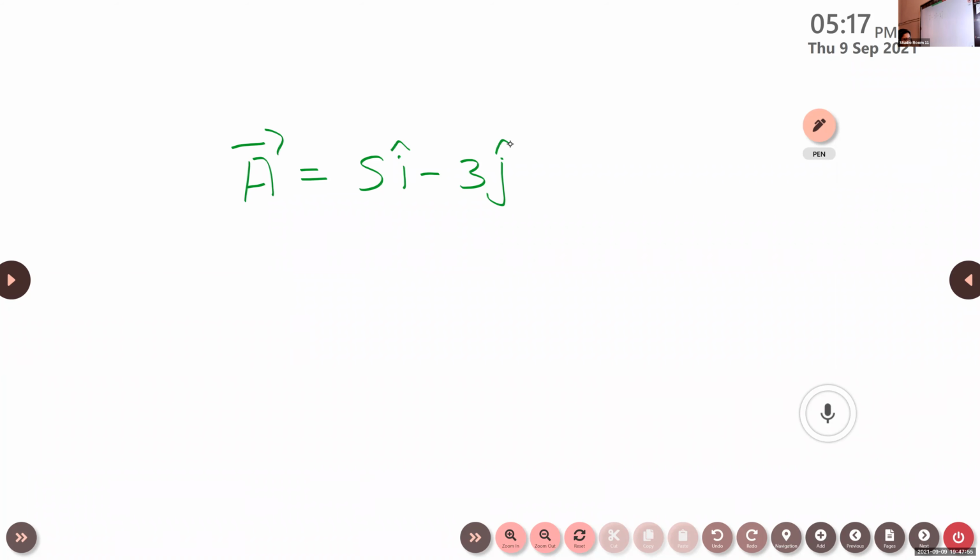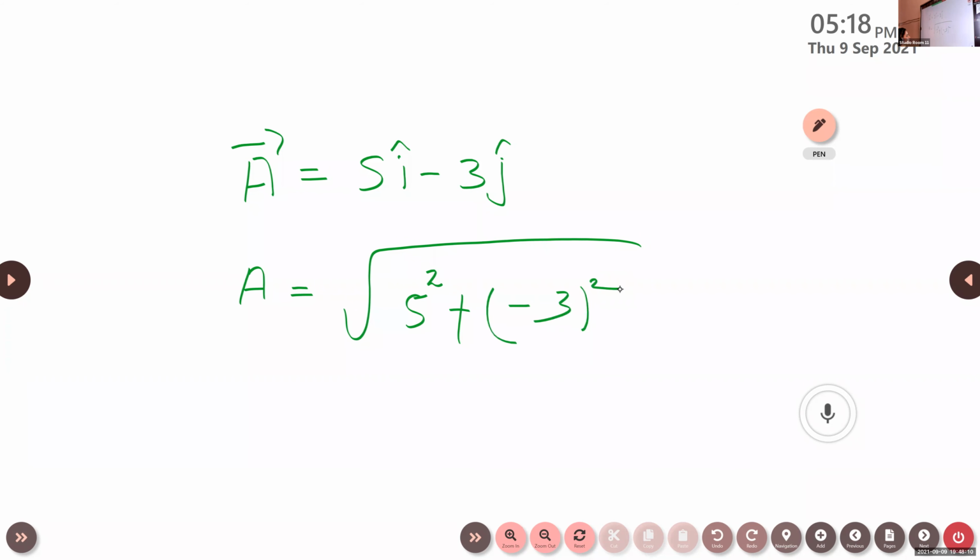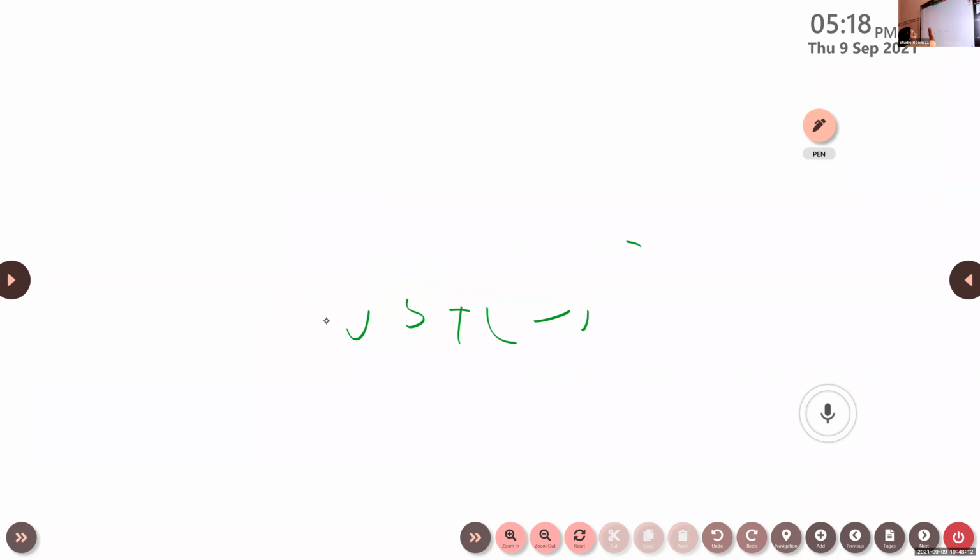And here we are asked to find out the magnitude of vector A. The magnitude of vector A is given by root of 5 square plus minus 3 the whole square. We can do the numericals. You don't need to copy down this problem. I will give you more examples in our next class.